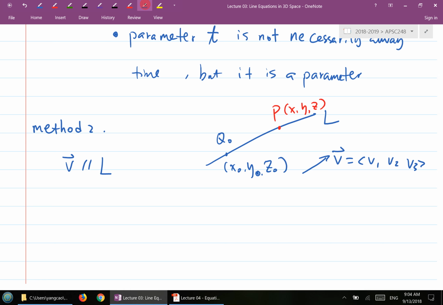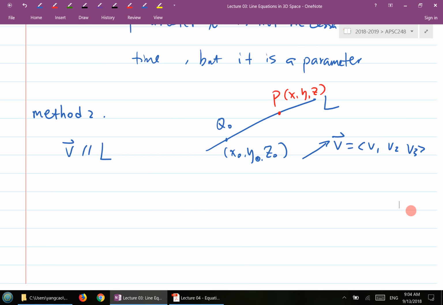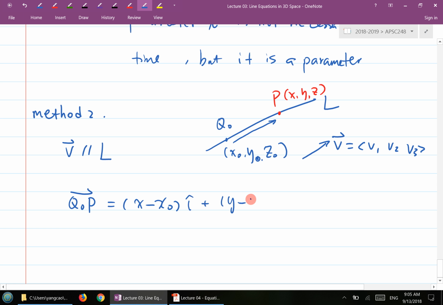So mathematically, here's how I would approach this question. I will create a vector between Q0 and P, which gives us X minus X0, Y minus Y0, and Z minus Z0.